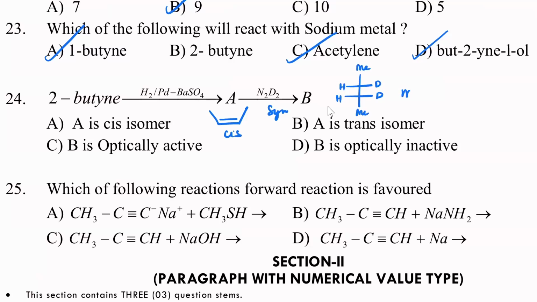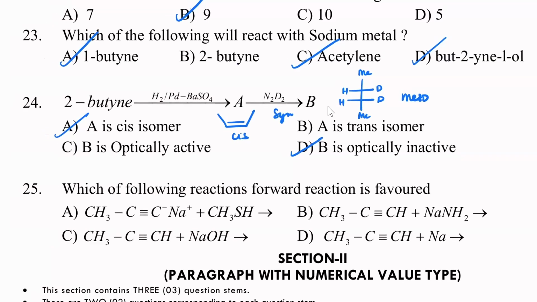So what is this one? A meso form. This is the final product. So A is a cis isomer and B is optically inactive. So these two are the correct options.